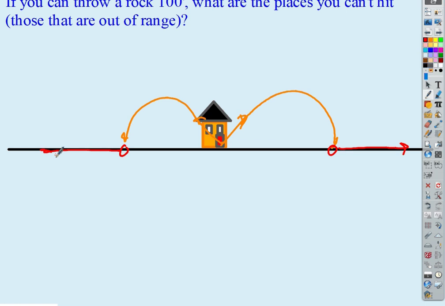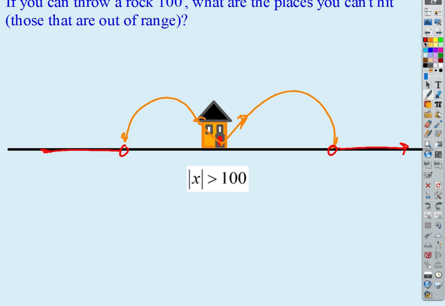The distance now, so the absolute value of x is what? Greater than 100, isn't it? Right? That makes sense, right? We've got this. The distance from the origin, the distance from 0, has to be greater than 100, so it's out of my range. And how do we write that as a compound inequality?